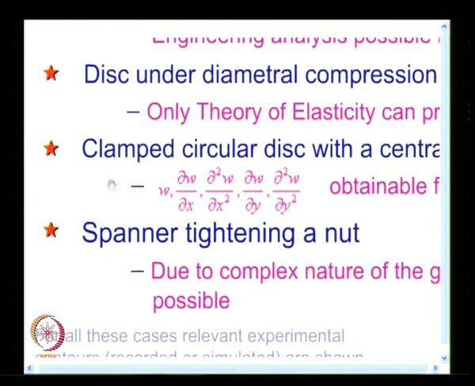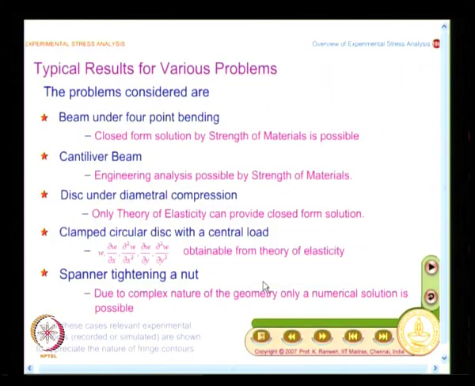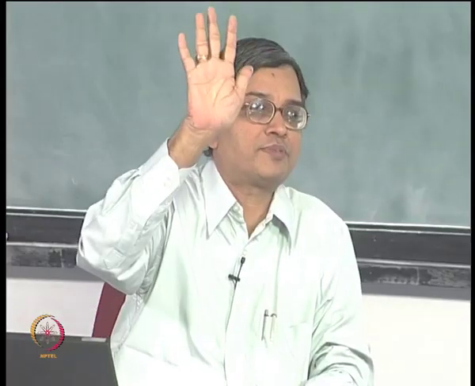This is a standard benchmark problem when you want to establish techniques to measure out-of-plane displacement. For this also you can get the solution from theory of elasticity. And finally, we come back to our celebrated problem, the spanner tightening a nut. Due to the complex nature of the geometry, only a numerical solution is possible. Experimental solution is always possible for all these problems.